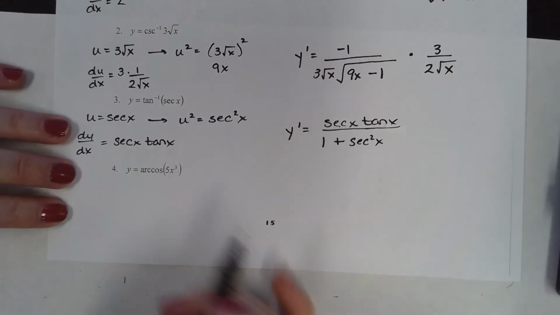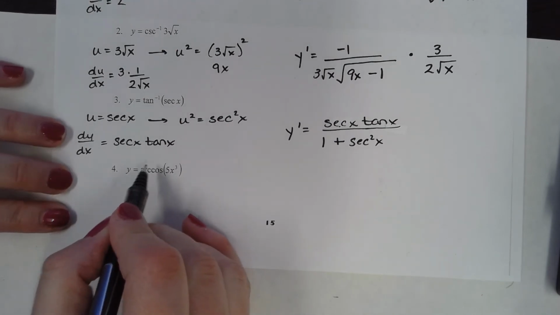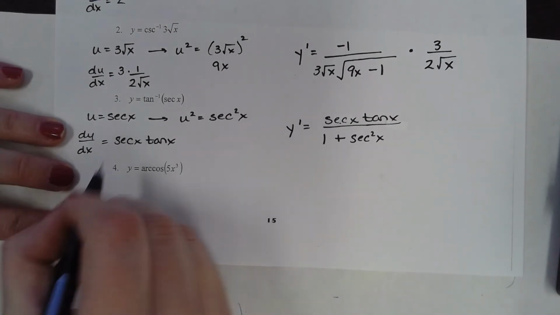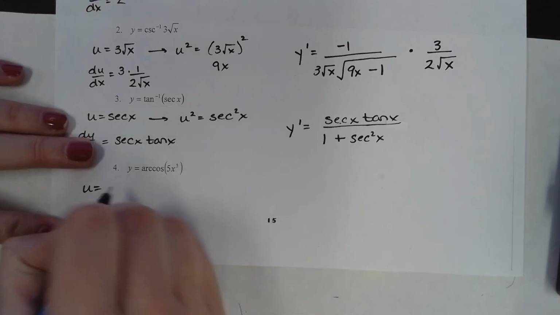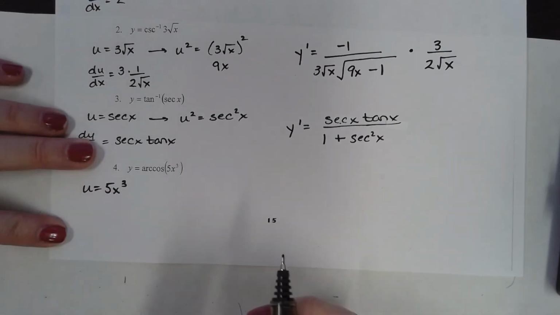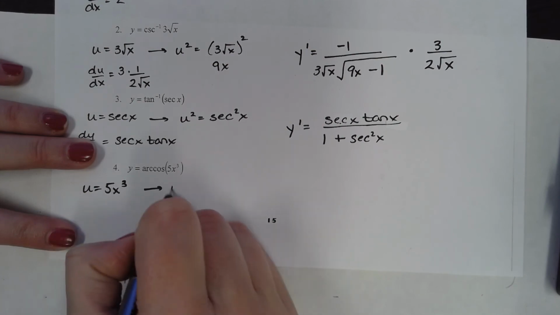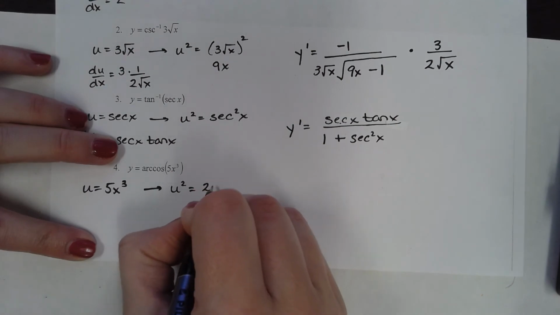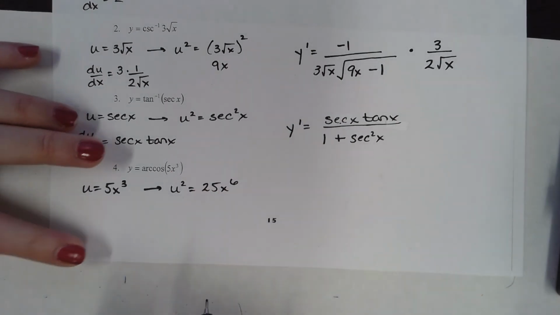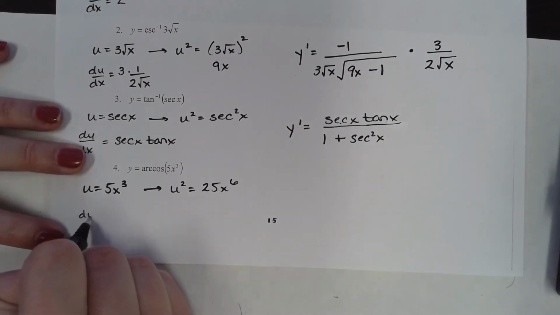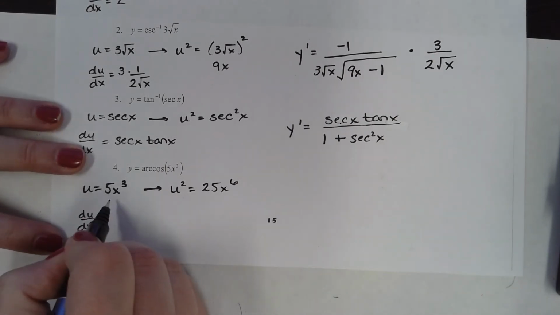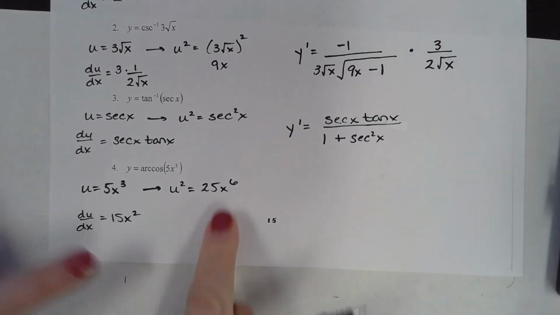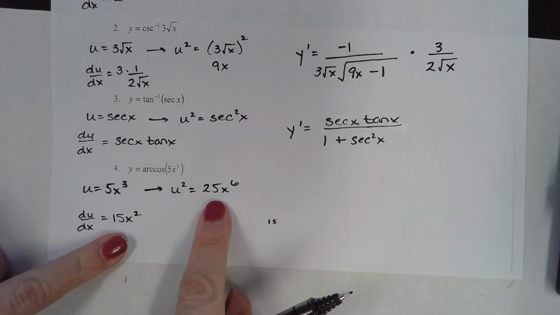Last one. Now remember, arc cosine is the same thing as inverse cosine. Okay, it's the exact same thing, just they do different notation. So what are you taking arc cosine of? 5x to the third. Okay, well, I need u squared for my formula, so I'm going to take this value right here and square it. So that's going to give me 25x to the 6th. I also need the derivative, which would be 15x squared.